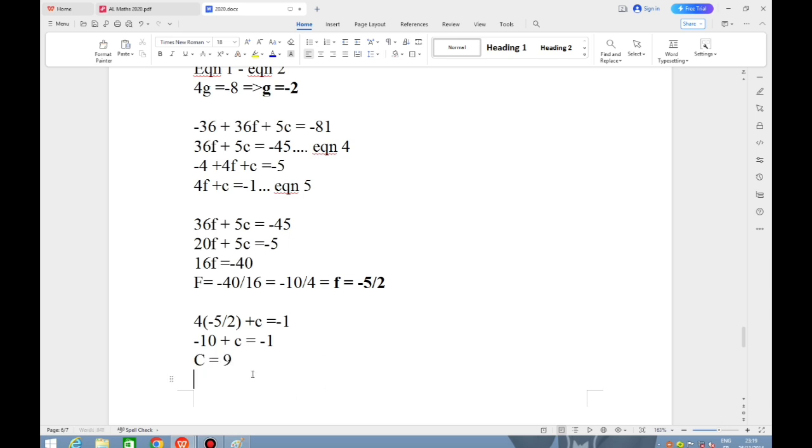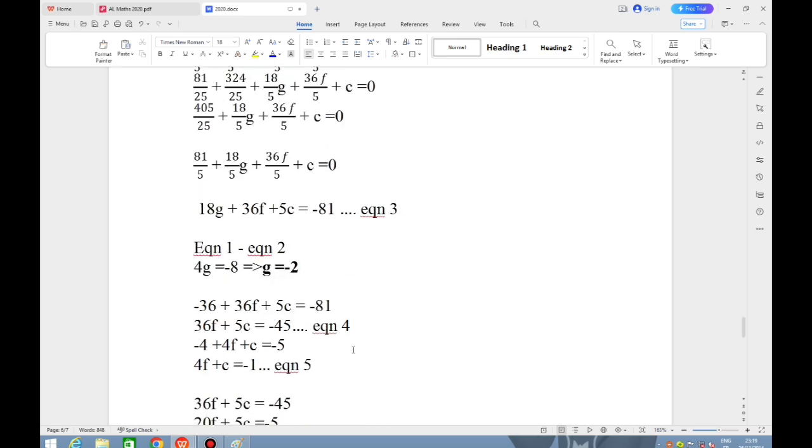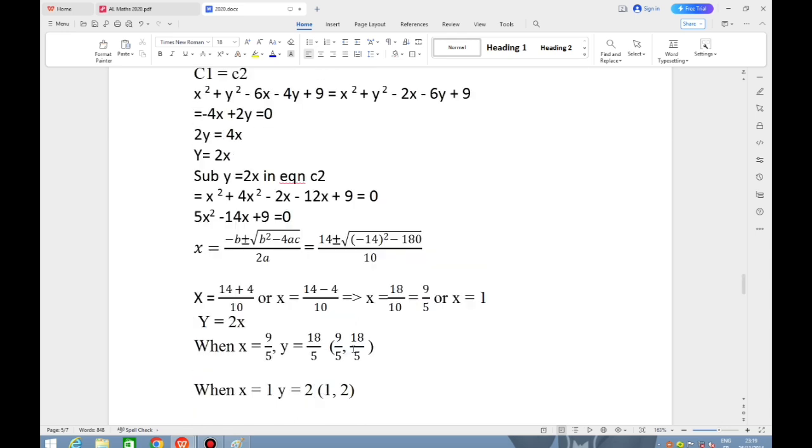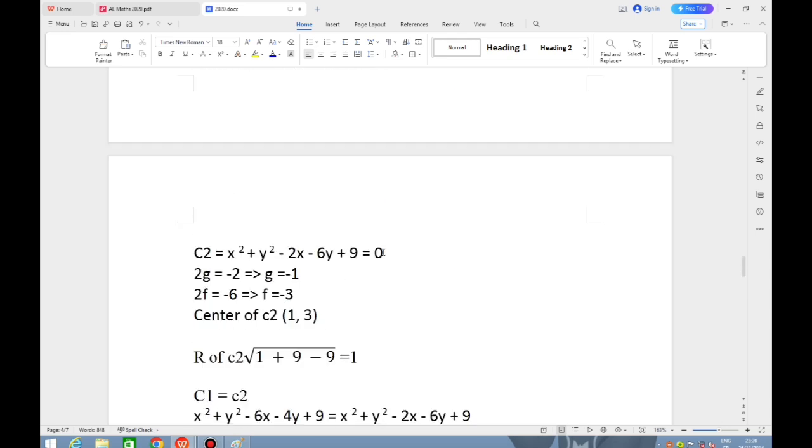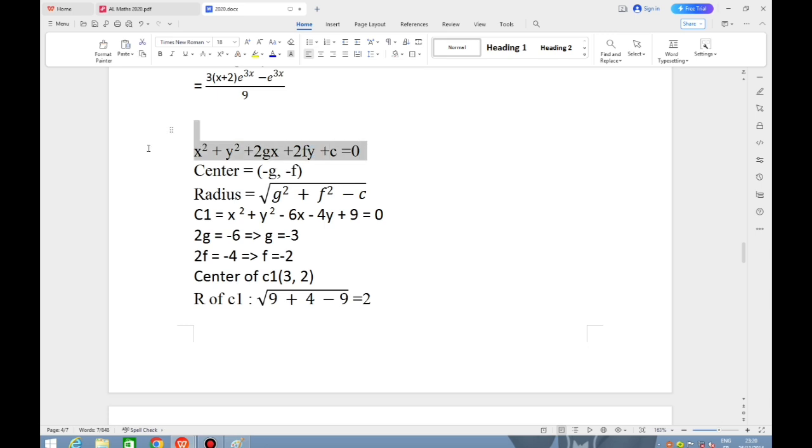And this is what we have as the value of c. Now with that finally done, we're going to substitute all these values into the standard equation of a circle, and we're going to get the equation of circle 3. The equation of a circle is this.